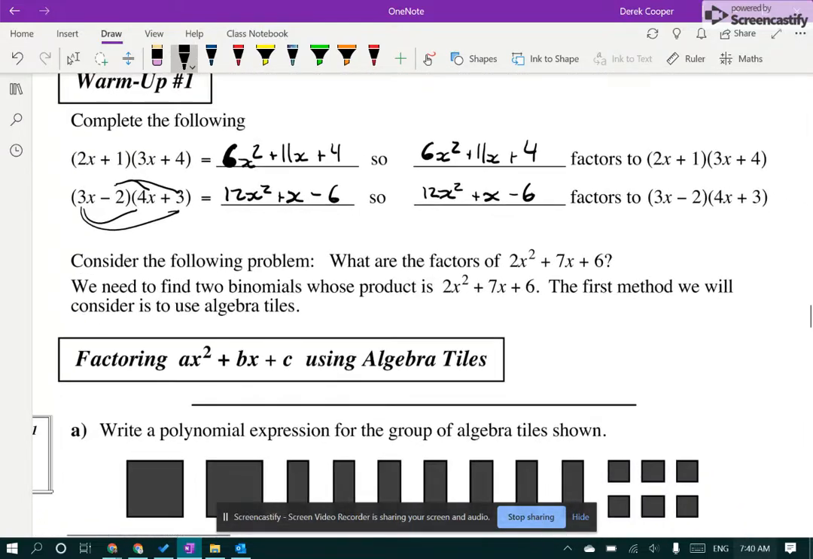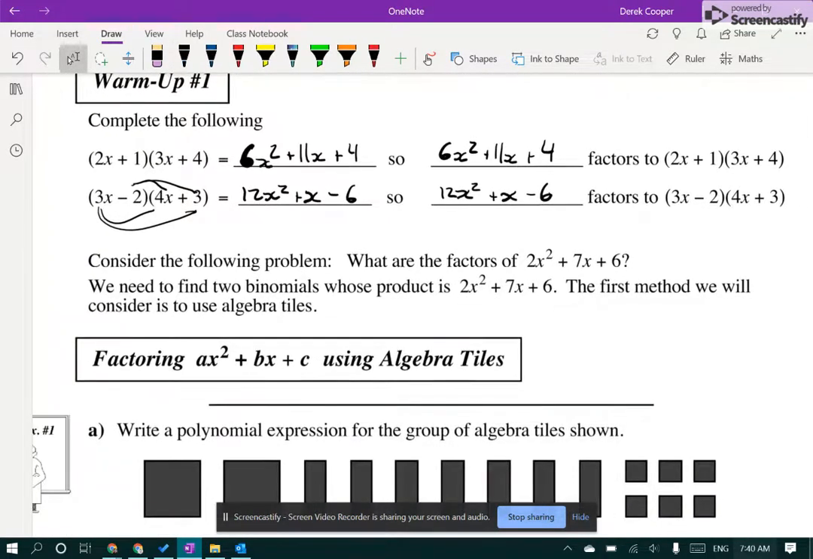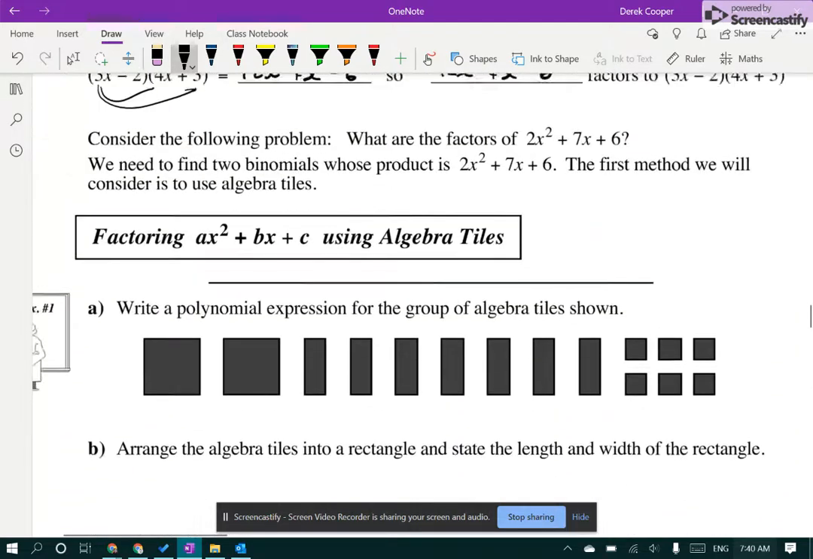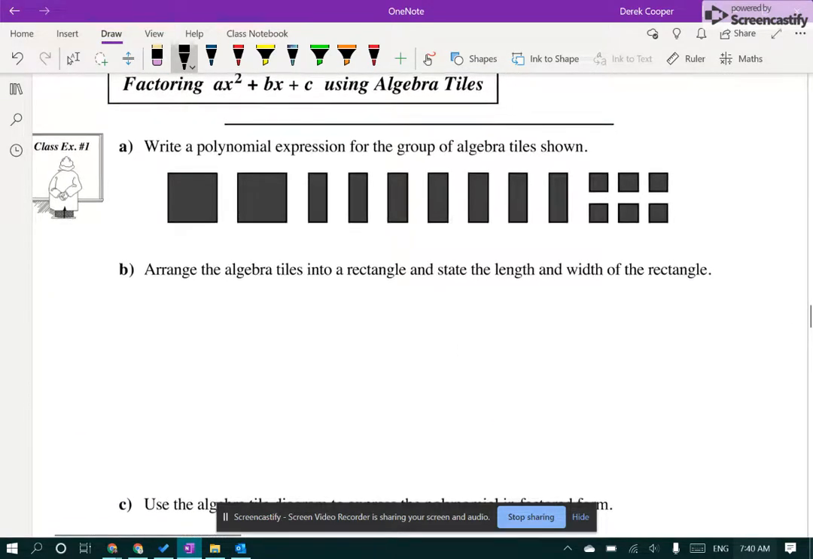So here's our problem. What are the factors of 2x squared plus 7x plus 6? We need to find two binomials whose product is 2x squared plus 7x plus 6. Of course, as always, they're going to ask you to start using algebra tiles. So here we go. We've got 2x squared plus 7x plus 6.